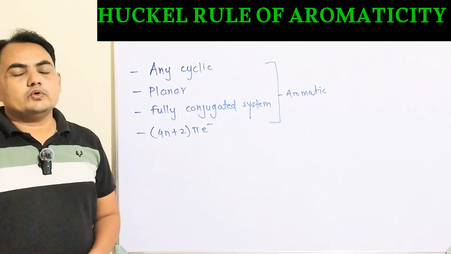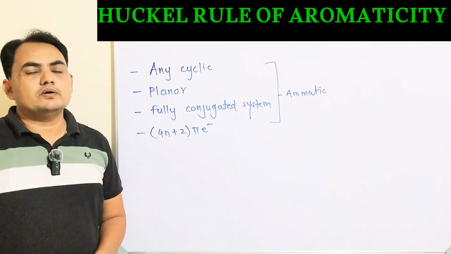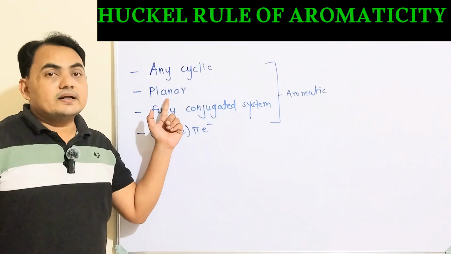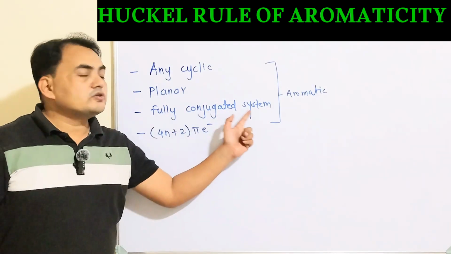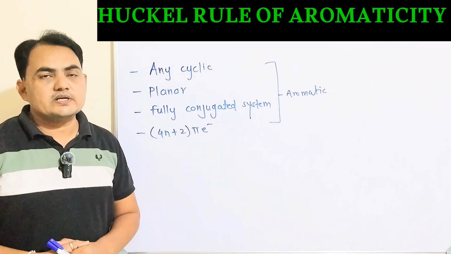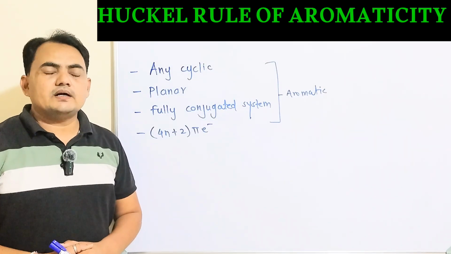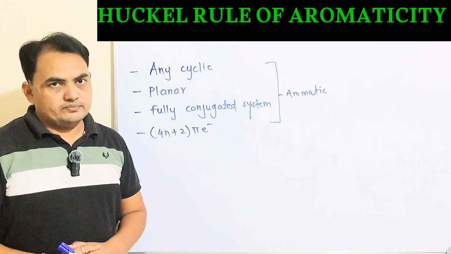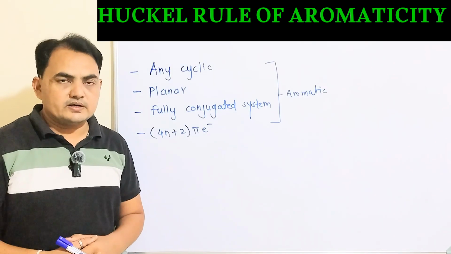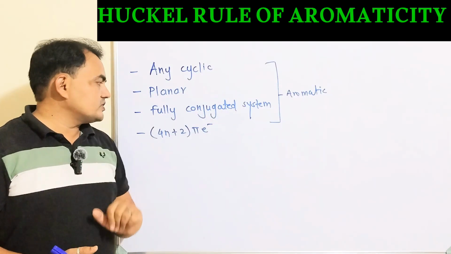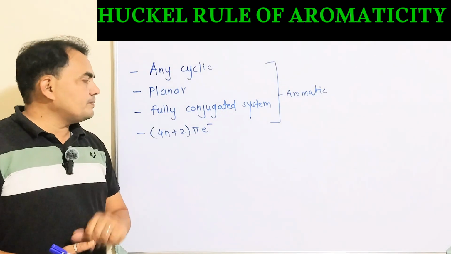It means that according to Huckel rule, the aromatic compound will be a cyclic compound, a planar compound and a fully conjugated system. Fully conjugated system, what is meant by conjugated? Conjugated means the compound containing alternate double and single bonds, or there should be continuous resonance in this compound. So such a fully conjugated system contains 4n plus 2 pi electrons.